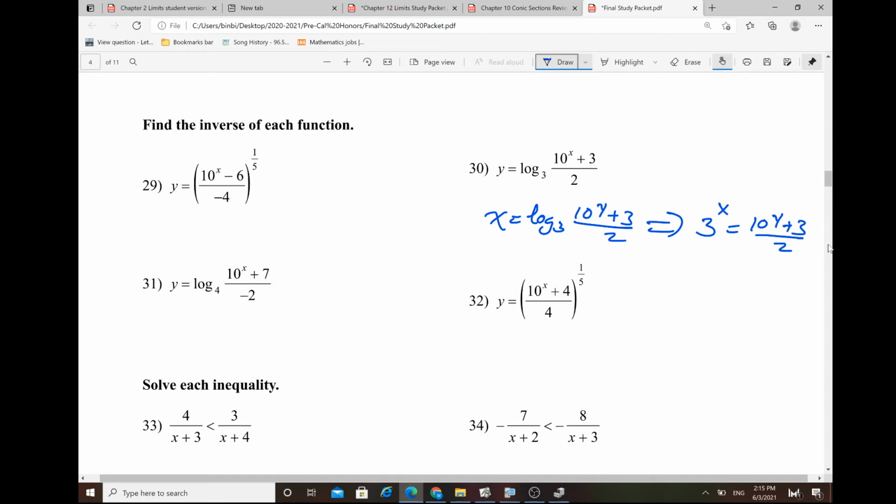And then for the rest of that, try to isolate y by itself. So basically multiply everything by 2. So 2 times 3 to the power of x equals 10 to the power of y, and then plus 3. Subtract 3 from both sides.